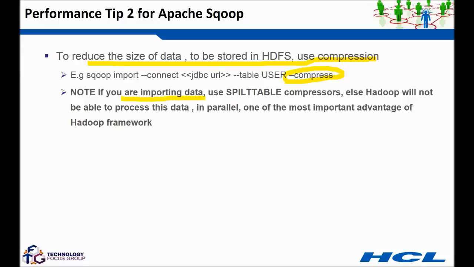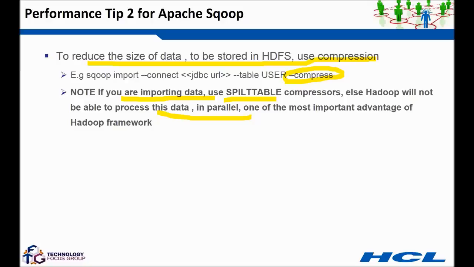If you are importing the data, there are different kinds of compressors available, splittable as well as non-splittable. If you are using a compressor which doesn't allow your compressed file to be split, then Hadoop will not be able to process data in parallel. Say you have compressed a 500 MB file to 100 MB, but you have chosen a compressor which doesn't allow this 100 MB to be split across different nodes so that Hadoop can process it in parallel.